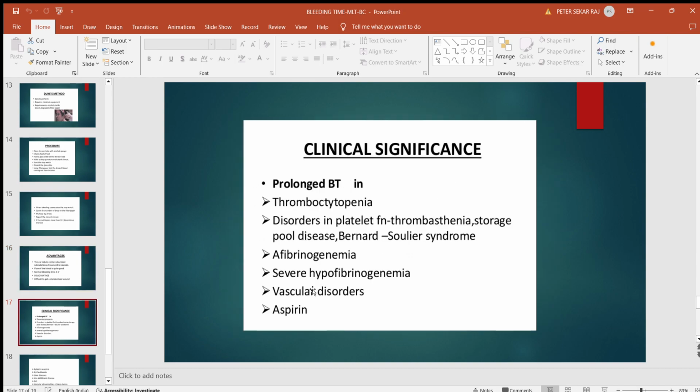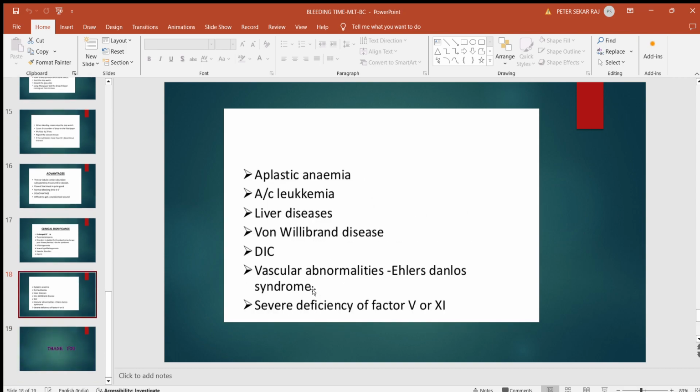These are the clinical significance of the bleeding time. Prolonged bleeding time indicates thrombocytopenia, disorders in platelet function, storage pool disease, Bernard-Soulier syndrome, vascular disorders, afibrinogenemia, aplastic anemia, leukemia, liver disease, von Willebrand disease, vascular abnormalities, and severe deficiency of factor 5 and 11.